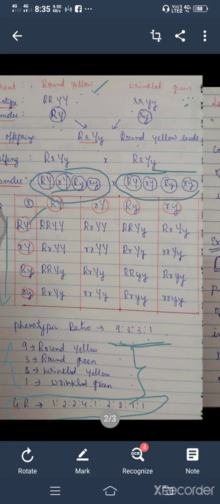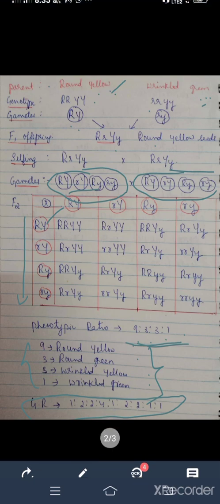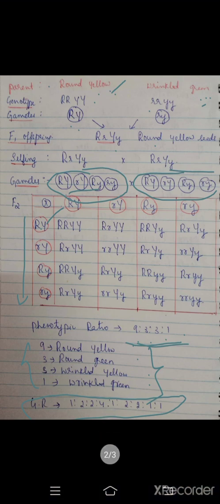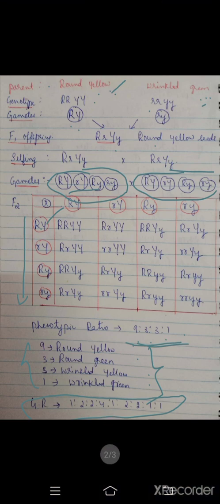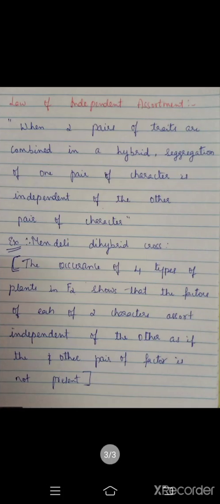You can see here capital R, small r, capital Y, small y. These four were together in the F1 generation, but they expressed completely separately. They never mixed together. Capital R, small r expressed as round, and capital Y, small y expressed as yellow seeds. The same thing you can see in the F2 generation also. Each character separates during expression, even though in the gametes they are together. They express independently or assort themselves, and that is called the law of independent assortment. The example is Mendel's dihybrid cross.